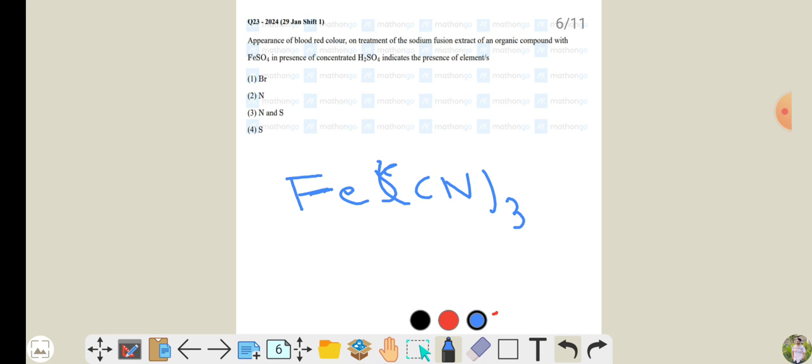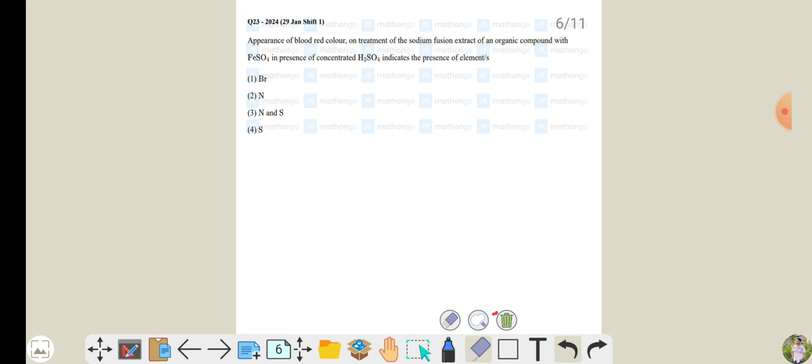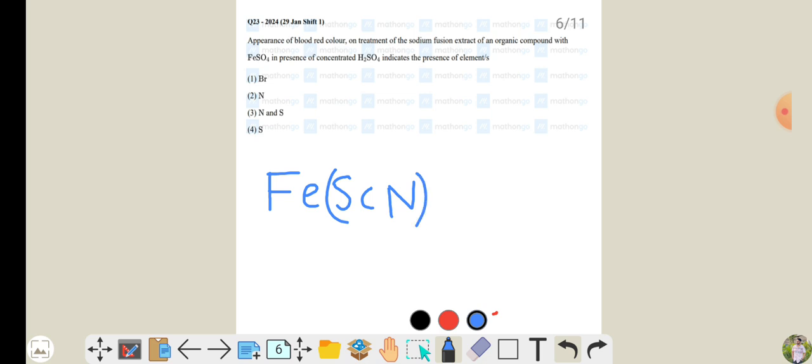Whoever is reading in class must know all these things. Many times I told you, iron with SCN whole thrice, Fe(SCN)3, this is known as blood red. So what do you think it contains? It contains carbon, nitrogen, sulfur. So obviously it is used to detect nitrogen and sulfur. This one is the correct answer. So the third is the correct answer for this simple question. Very simple. If you know this complex, then you are able to solve the question.